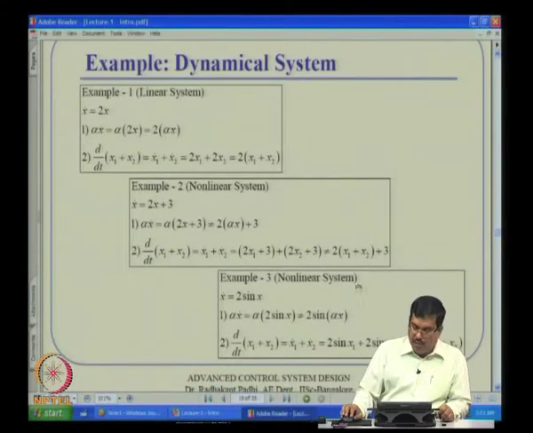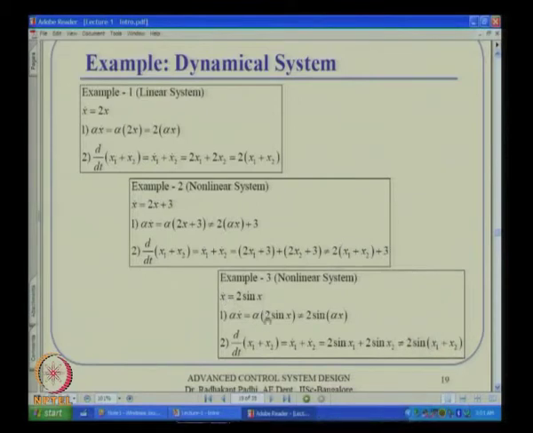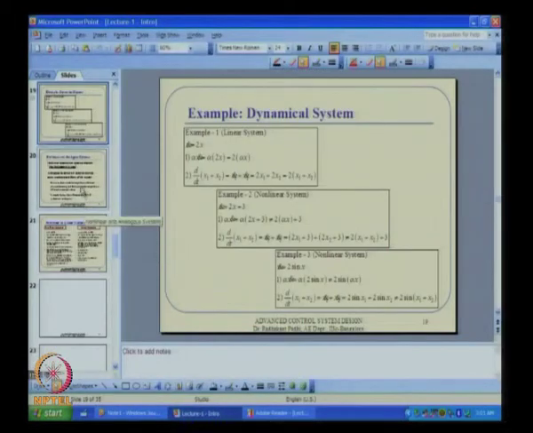Now, in the next example, x dot = 2 sin x, again it will not satisfy the conditions that we are looking for. It will not satisfy the multiplicative property, and it will not satisfy the addition property either. That is how you can see that the first one is a linear system, satisfying the principle of superposition, whereas the next two are not linear systems.